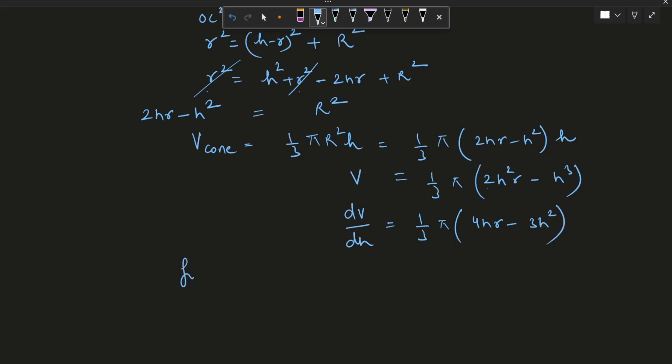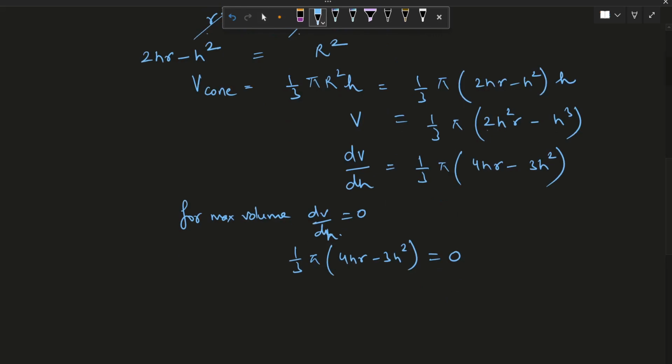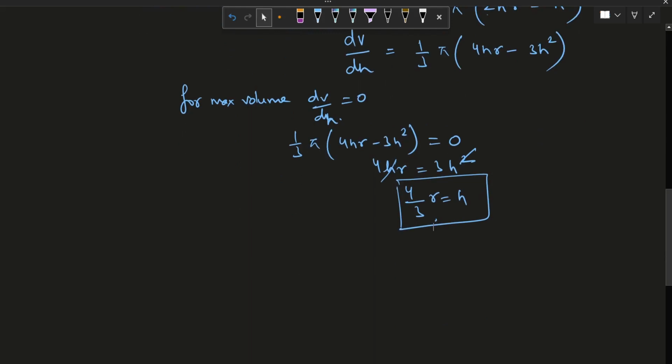For maximum volume, we equate dV by dh equals to 0. So when we do that, what will I get? 1 by 3 pi into 4hr minus 3h square equals to 0. So from here you will have 4hr equals to 3h square. h cancels out, 4 by 3 r is h. You got it. Now find out the second derivative just to check if it is maximum or not.